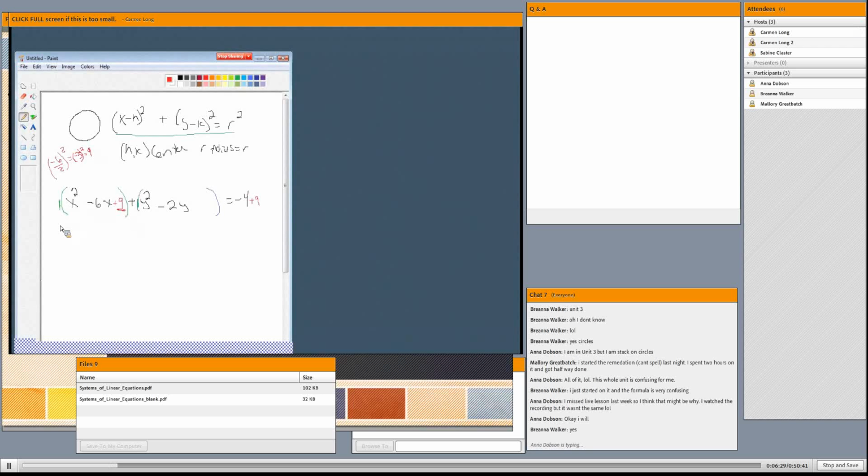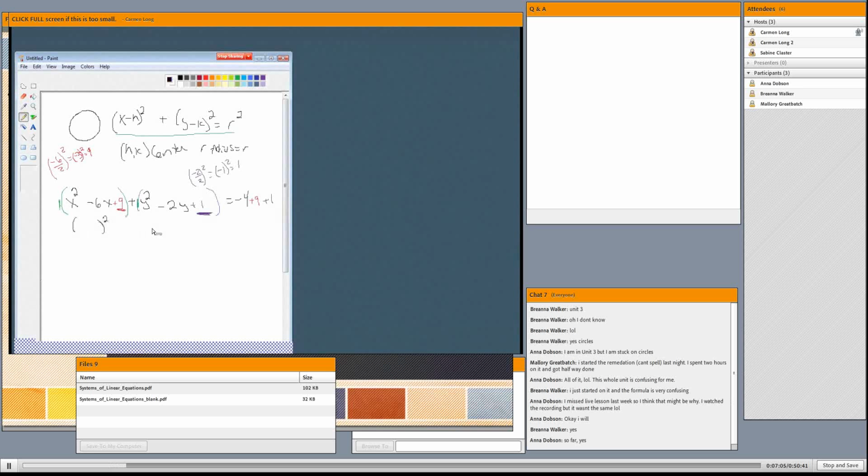All right, cool. So now we're going to do the same thing here. We've got to make that look like something squared. So we take our middle term, halve it, and square it. -2 halved is -1, and -1 squared is 1. So we're going to add 1 here, but if we add 1 to this side, we have to add 1 to that side.